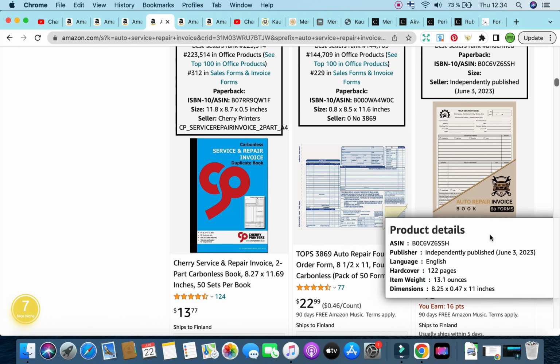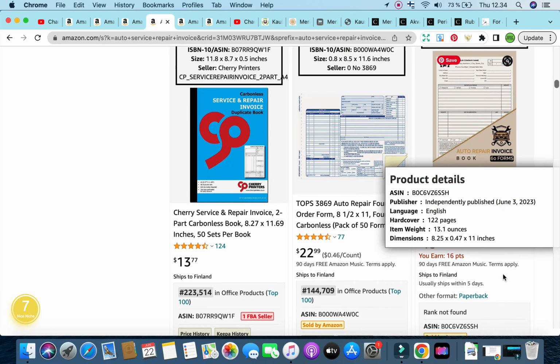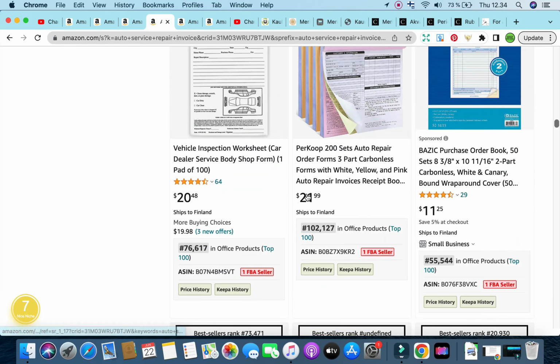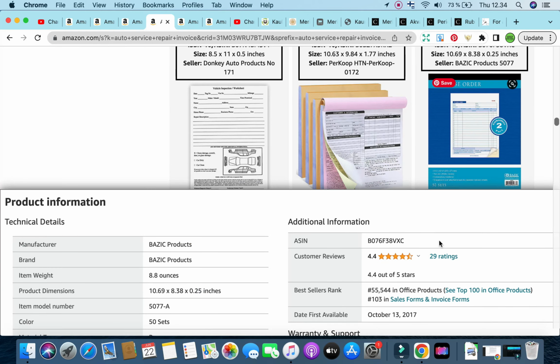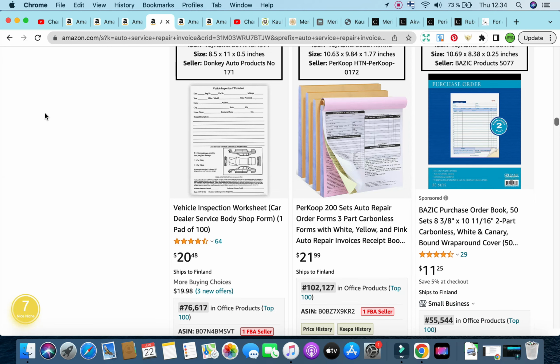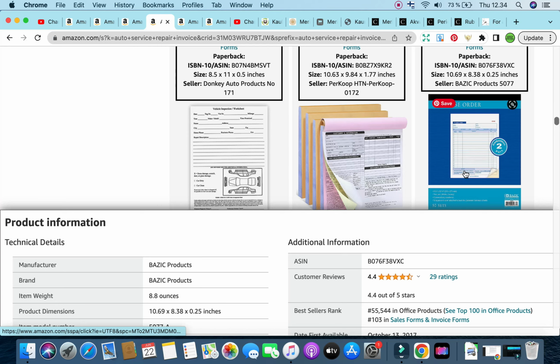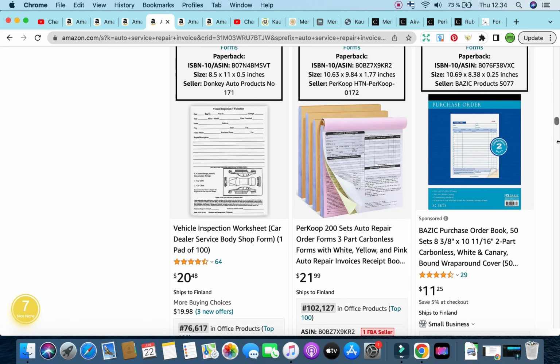They have made an effort creating the cover for this book, and they also did the branding as well right there. Another one that also sells quite well is something like this. Now, although this is not specifically for the auto repair, yet it is considered an invoice book.